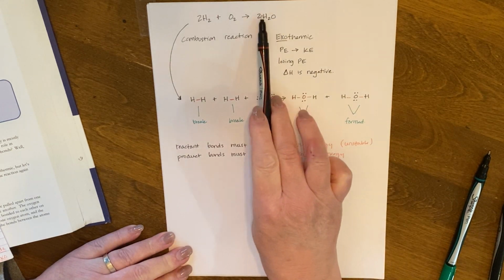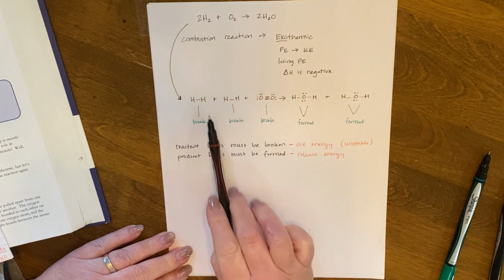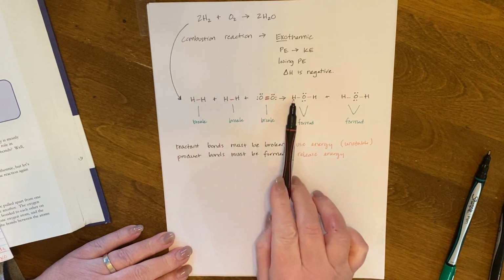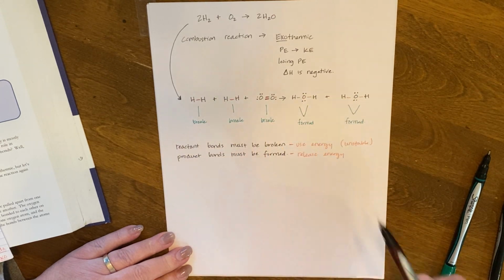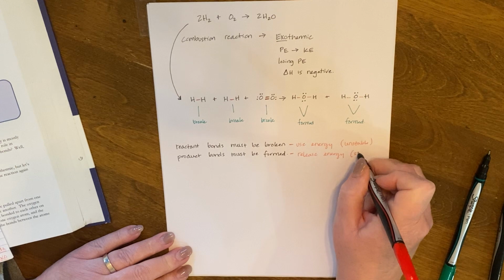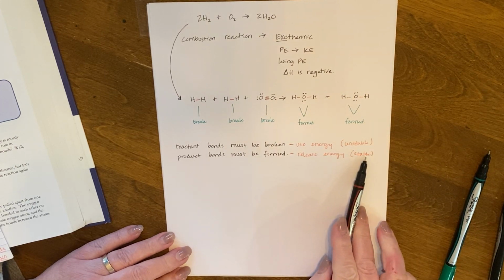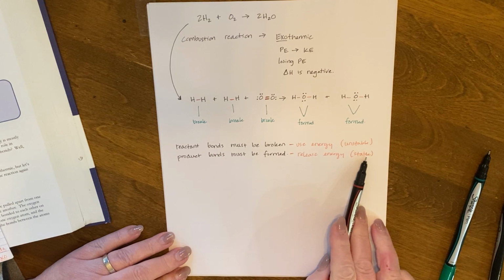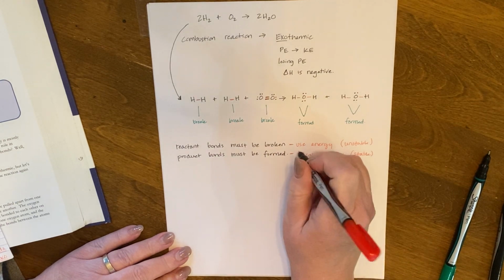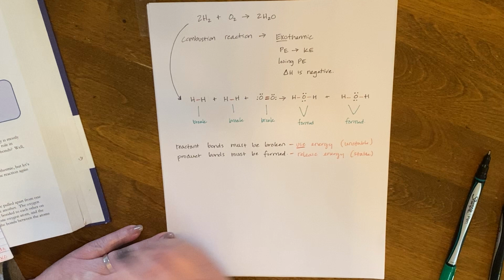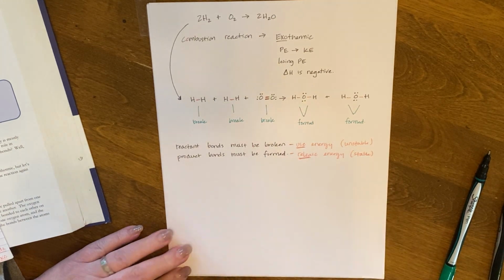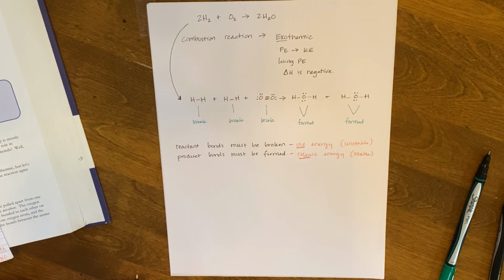To form the water then, these individual atoms are forming into more stable molecules. So we release energy because the molecules are becoming more stable. Okay, so when we break the bonds, we use up energy. When we form bonds, we actually release energy.